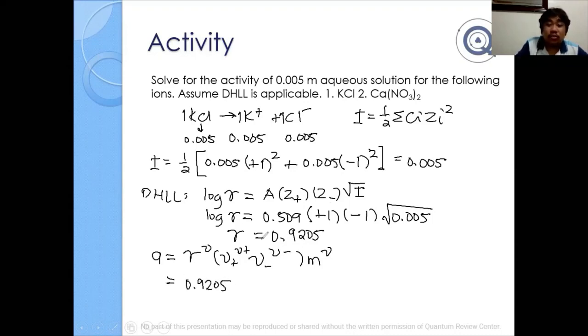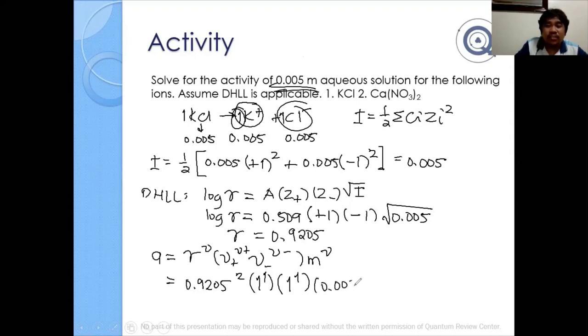Gamma is 0.9205 raised to nu. Ilan ang nu natin? Okay? Again, nu is the total ion. So, dalawa, 1 saka 1. So, our nu is 2. Our nu plus, or the stoichiometric coefficient ng cation, is 1. So, 1 raised to 1 times, ito namang nu minus raised to nu minus, that is also 1 raised to 1. So, para lang tayo naglolokohan ng 1 at 1. Then, m, the concentration, is 0.005.